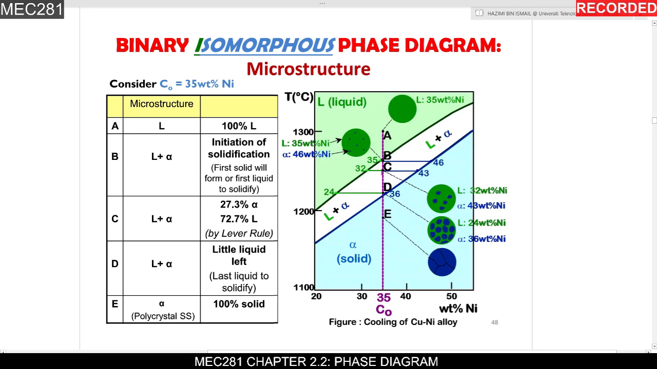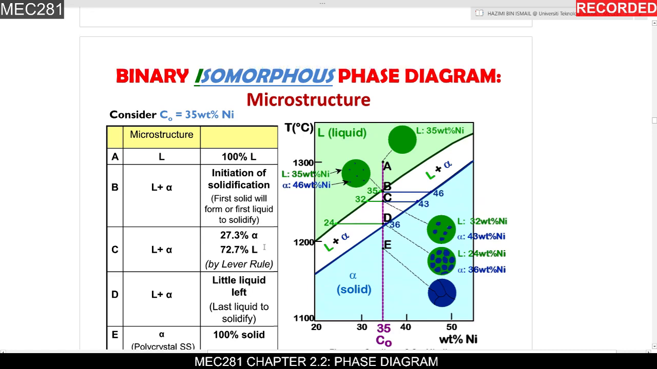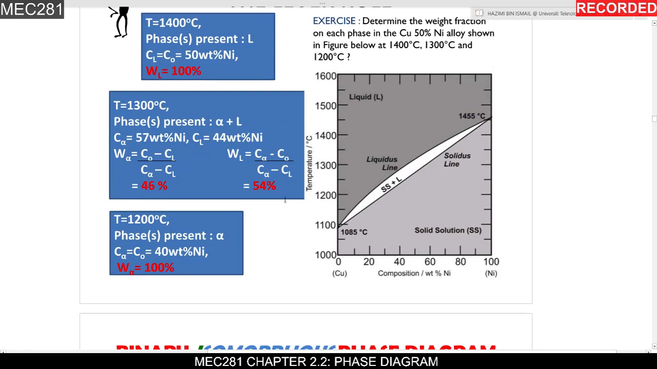So dia akan bertambahlah solid dia. So that one is 27.3%. And then the liquid still majority here, still dominant. Dia found in the 72.7%. Macam mana dapat accurate value ni? Yes, by the lever rule that you calculate as in this example.